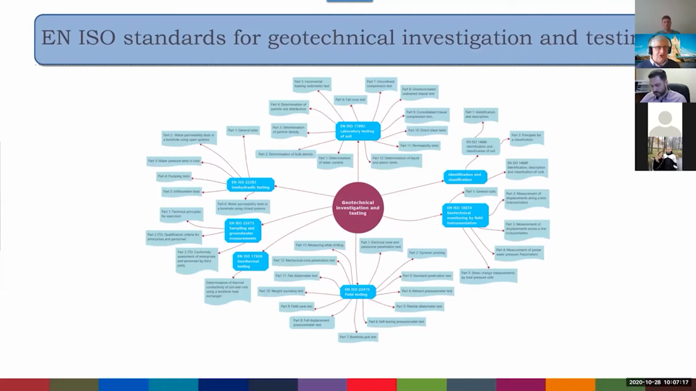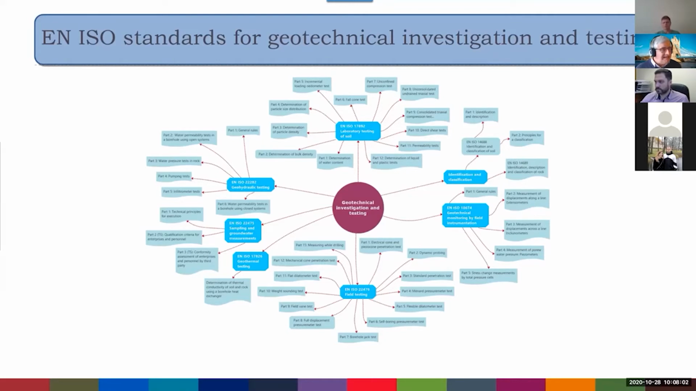So at the top, we've got a suite of standards dealing with laboratory testing of soil. That's EN ISO 17892 is the designation. And you can see around that blue box, there are 12 different parts, all dealing with a different ground property: water content, bulk density, particle density, right through to strength, in shear tests, in triaxial tests, permeability tests, liquid and plastic limits. So depending on which property you need to get, there's a particular laboratory test to get it. So that's the laboratory testing.